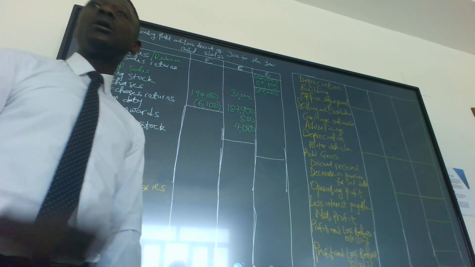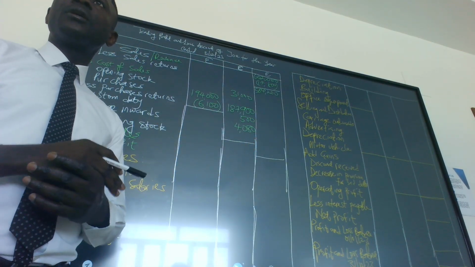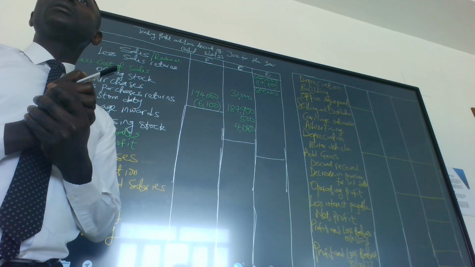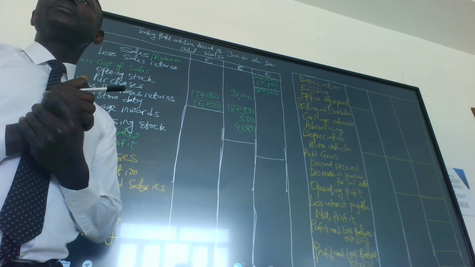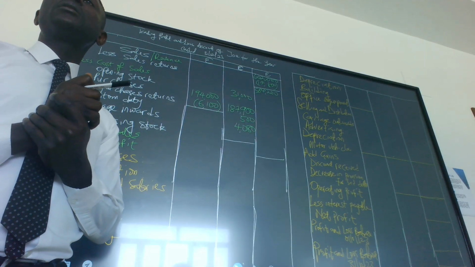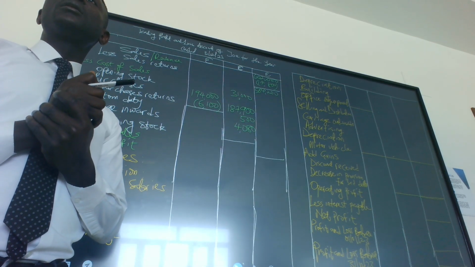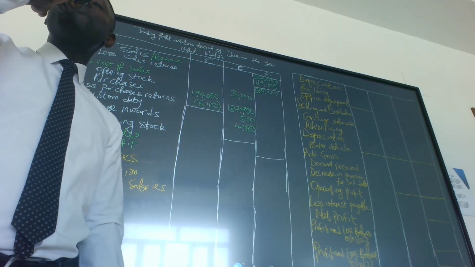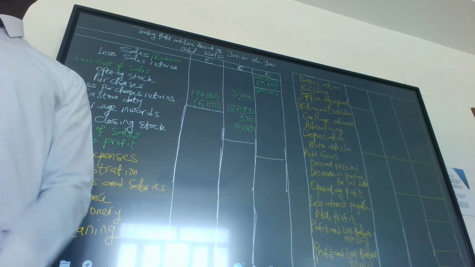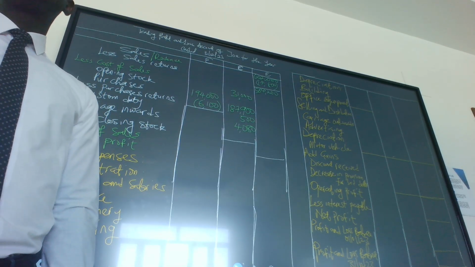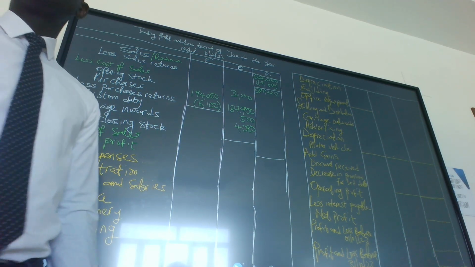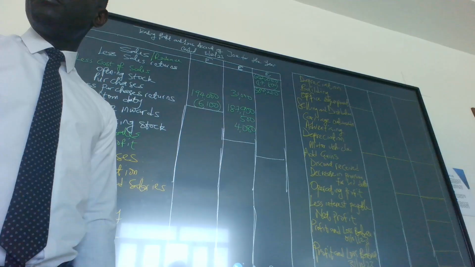Now our closing stock. What's our closing stock? You find your closing stock in the additional information. Now close that textbook. Find it from what I wrote. I don't write this information. Additional information.